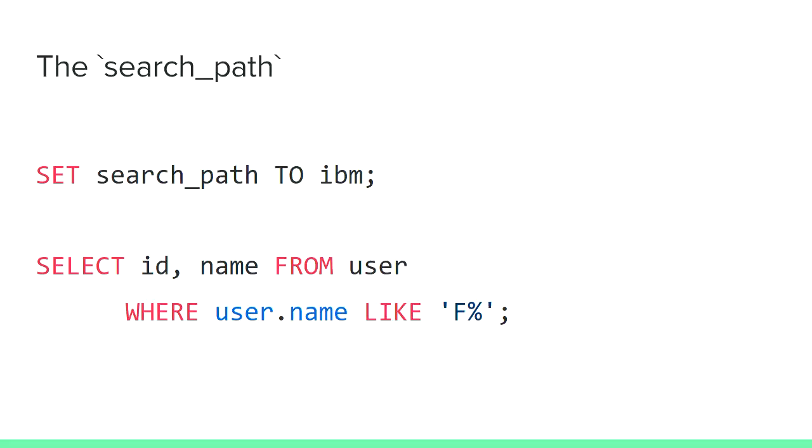But there is a shortcut for this. You can simplify it by setting the search path. Whenever you set search path to IBM, all the queries from now on in the same connection will be set to IBM dot whatever table you have there. And this can help us a lot.